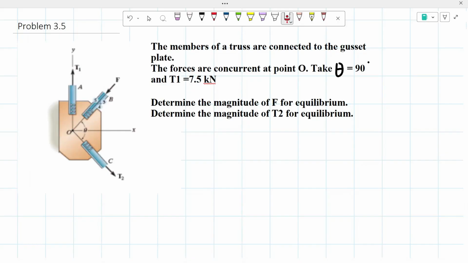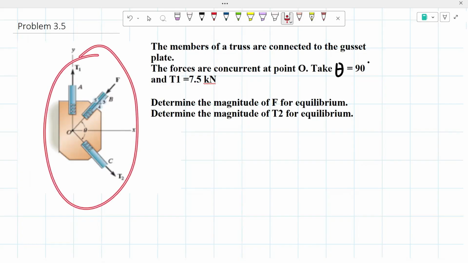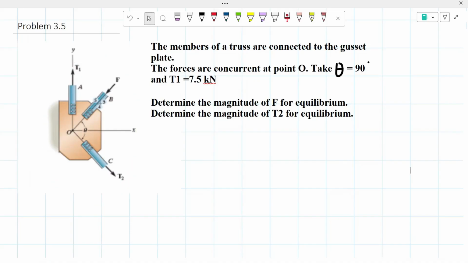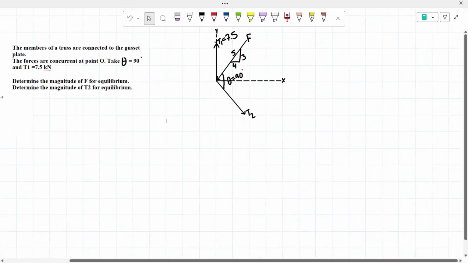to be 7.5 kilonewtons. So with the things that were given to us, it asks us to determine the magnitude of F for equilibrium, so this force right here, and to also determine the magnitude of T sub 2 also for equilibrium. So the first thing that I like doing is drawing out a free body diagram of the figure that was given to us, and I already drew one.